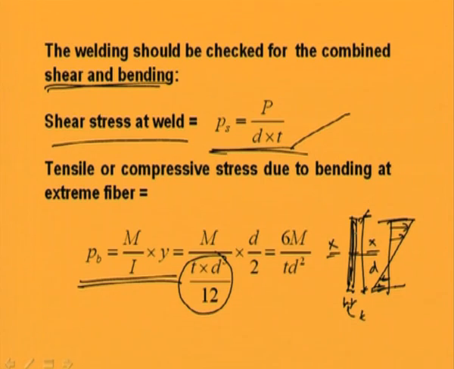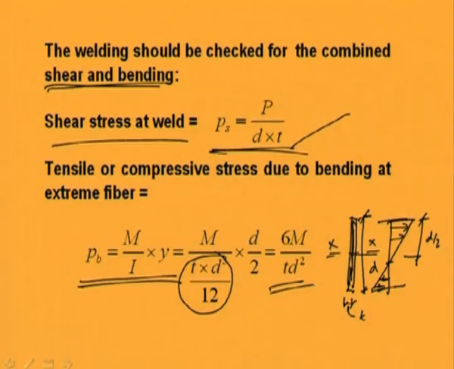So, 1 by 12 T into D cube, and Y means Y maximum we will calculate, this will be D by 2, because at extreme fiber the maximum stress will develop. So, for critical condition we have to consider the extreme fiber where the maximum stress is developed. So, chances of failure will be at the end at the extreme fiber. So, accordingly we will make it, right. So, we are going to get PB is equal to 6 M by T into T square.